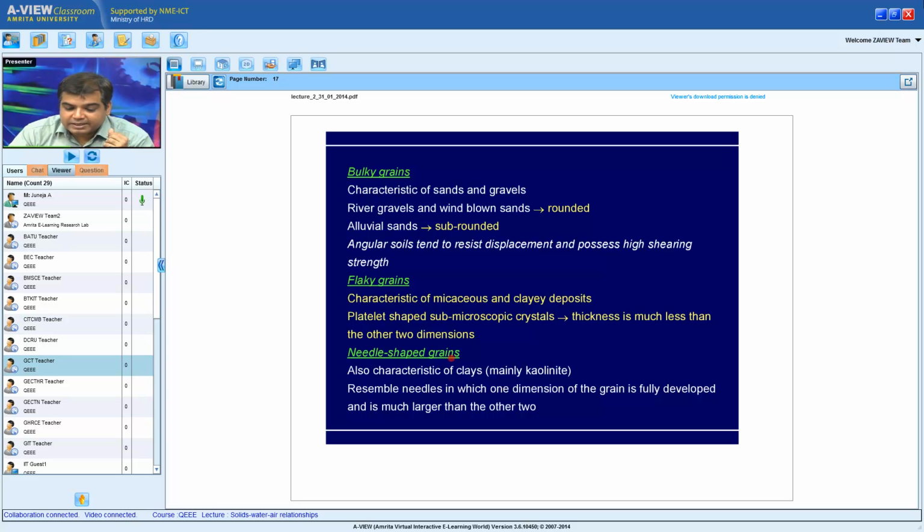The second one is needle shape. Needle shape is also characteristic of your fine grain. In particular, a particular clay looks like needle shape. We have an example of one particular clay. This clay mineral is called kaolinite. So kaolinite clay mineral has needle shape particles. Like a needle, only one dimension is much larger than the other two dimensions. So it looks like needles stacked, or a collection of needles. We will look at kaolinite clay mineral when we do clay mineralogy in the next class.